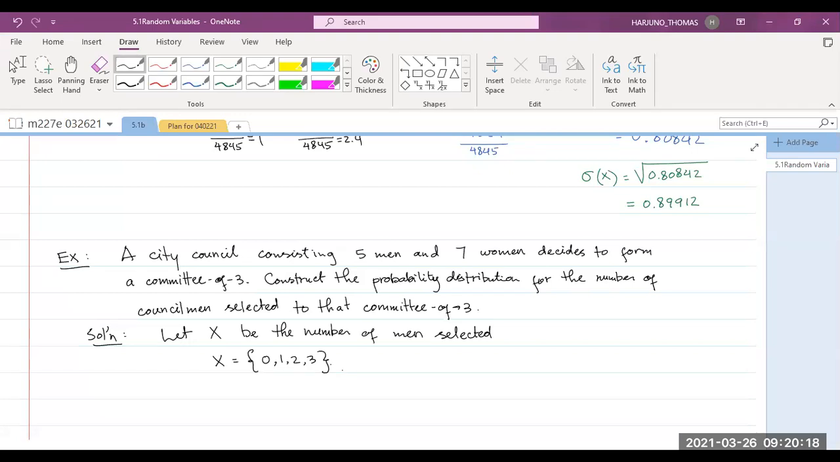Okay, to give you some thought on this, some context or relevancy, we can change this instead of city council. We can change this into a Senate. The Senate consists of, I think right now, 50 Democrats and 50 Republicans. And they decide to form a committee of 10 to investigate, if we want to be political, the January the 6th situation in Capitol. Now construct the probability distribution for the number of Republicans selected to that committee. You see, it's actually just the same. Of course, larger numbers, right? But that's just the same idea. We just change the numbers, we change the situation, but the underlying concept is exactly the same.